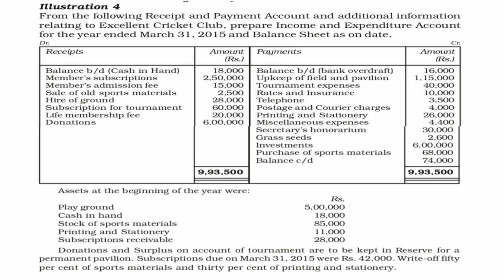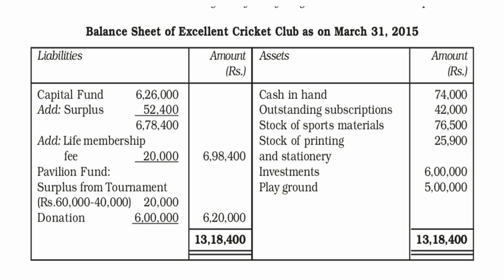Now another asset is there to be taken from the adjustments, that is playground. Playground rupees 5 lakh is given as an asset at the beginning of the year, and as no depreciation or sale of the playground is given, the same value is there for the playground at the end of the year also, and therefore taken on the asset side of the balance sheet, playground rupees 5 lakh. Now move to the liability side of the balance sheet.